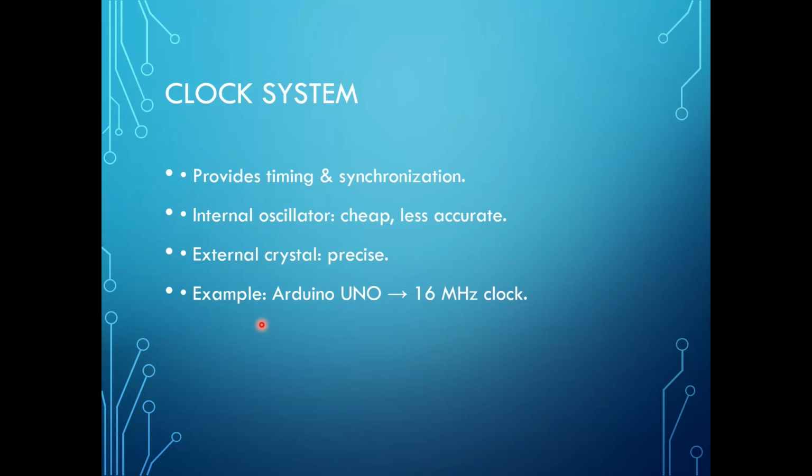So the clock system, what is the clock system here? Microcontrollers need timing. There are two types: an internal oscillator and an external crystal. The internal oscillator is cheap and less precise. The external crystal is accurate and stable. For example, Arduino Uno runs at a 16 megahertz clock speed. The clock defines how fast instructions are executed. So this helps in the execution of instructions.